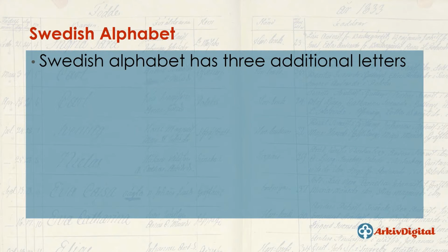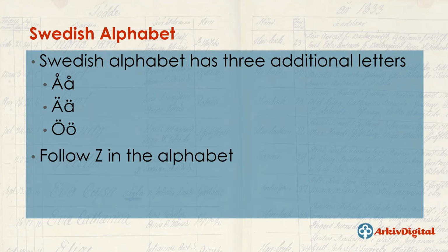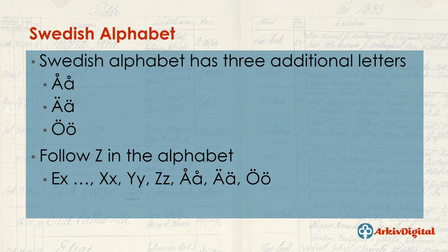The Swedish alphabet has 3 additional letters. It's the A with the circle over it, the A with the 2 dots, and the O with the 2 dots. And they follow Z in the alphabet, which is very important when you're looking up Swedish words.